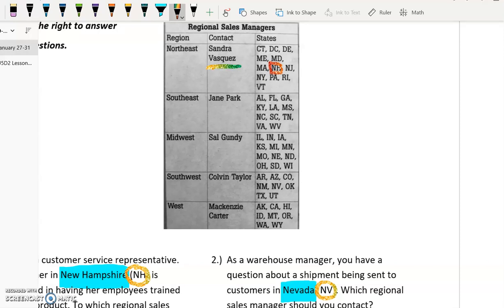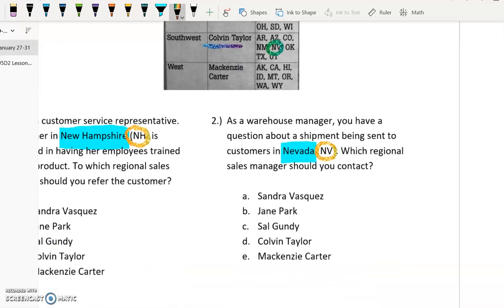So which regional sales manager should we contact? Okay, so I'm going to start looking for NV. I start coming down here and I'm looking for NV. I can actually take this out so that doesn't confuse us. We're looking for NV. NV, nope, nope, nope. Oh, there it is. There's NV, Nevada. So who's going to be our contact person? Colvin, I think that's pronounced. So we come down here and our final answer is D.